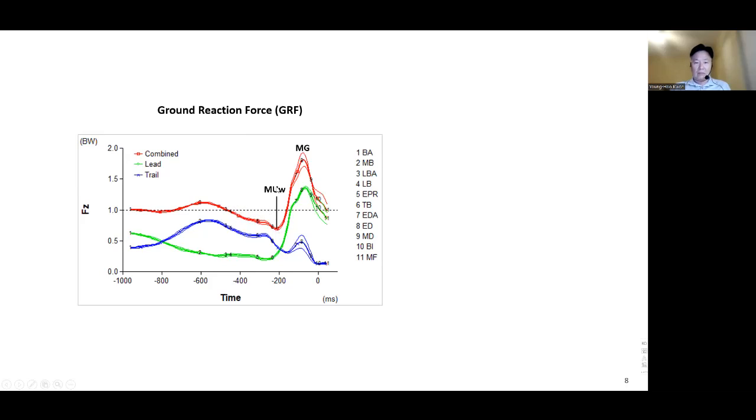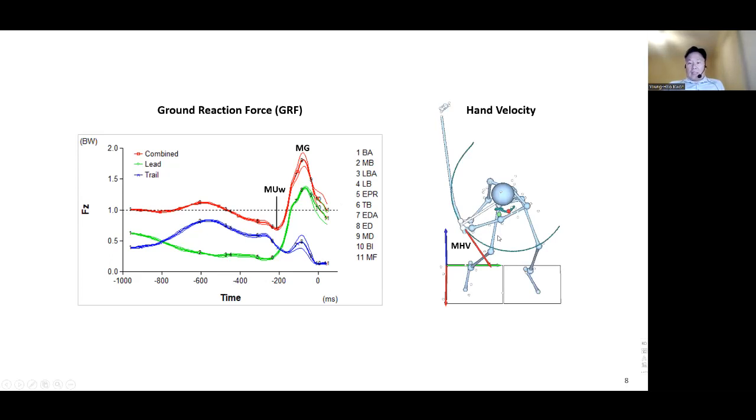So this is the maximum unweighting event when the ground reaction force becomes the smallest. So this is the maximum unweighting. And then obviously this will be the maximum GRF, maximum ground reaction force here. So we can detect these events based on the ground reaction force curve. And this one shows the maximum hand velocity event here. So this is the hand path.